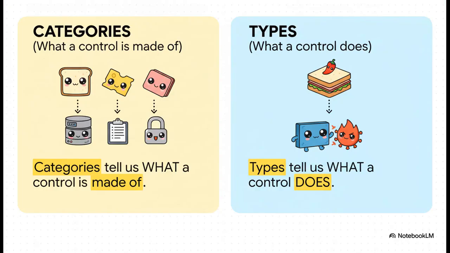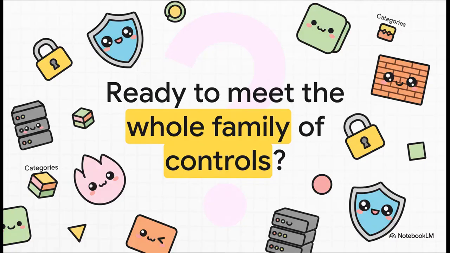So let's wrap this all up nice and neat. The big idea for today is this. Categories tell you what a control is. They're the ingredients, the bread, the meat, the lettuce. Types tell you what a control does. Is it spicy? Is it sweet? One is about what it's made of, the other is about its job. And that's it. You have officially conquered the hardest part of understanding controls.